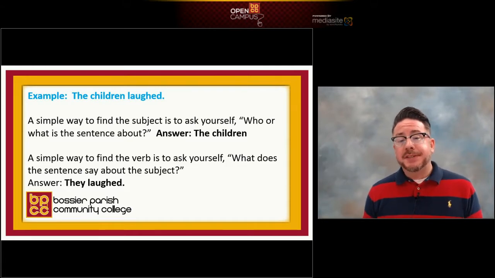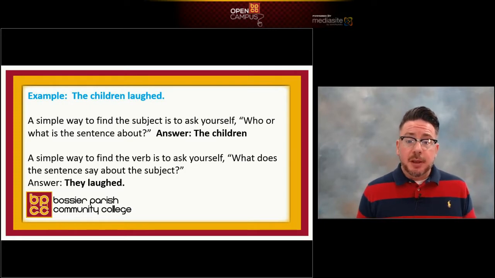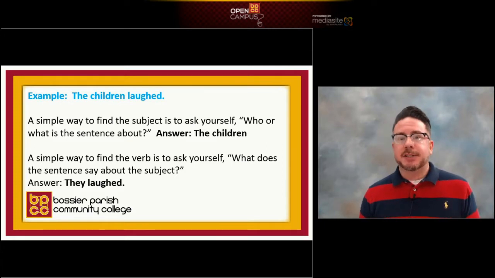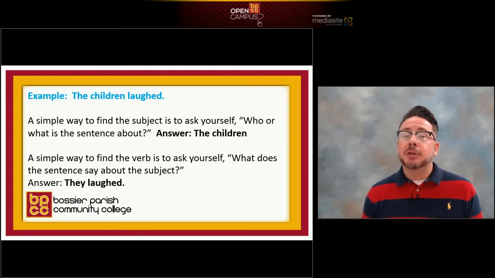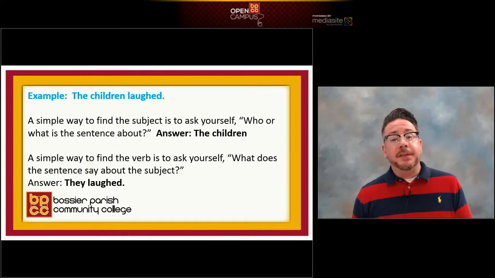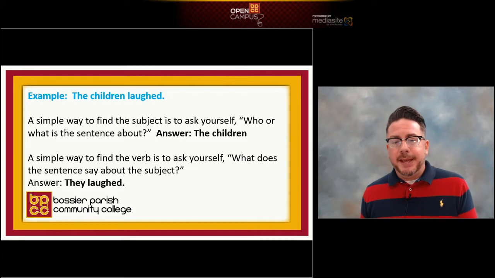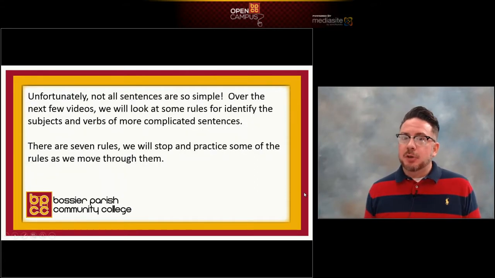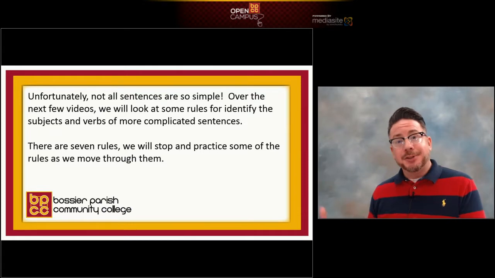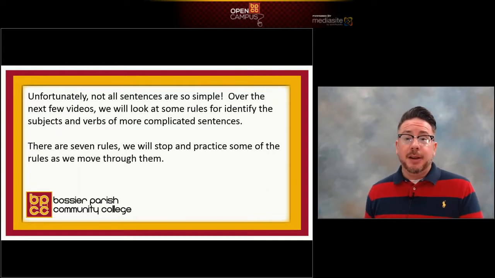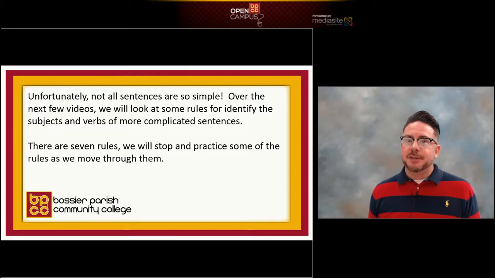Now, who or what the sentence speaks about is what we call the subject, and what the sentence says about that subject is called the verb. Here's a very simple sentence that we can take apart and look at the subject and verb. The children laughed. Now, a simple way to find the subject is simply to ask yourself, who or what is this sentence about? Well, in this case, the answer to that is the children. So children is your subject. A simple way to find the verb is to ask yourself, what does this sentence say about the subject? And the answer here is, they laughed. So laughed is the verb.